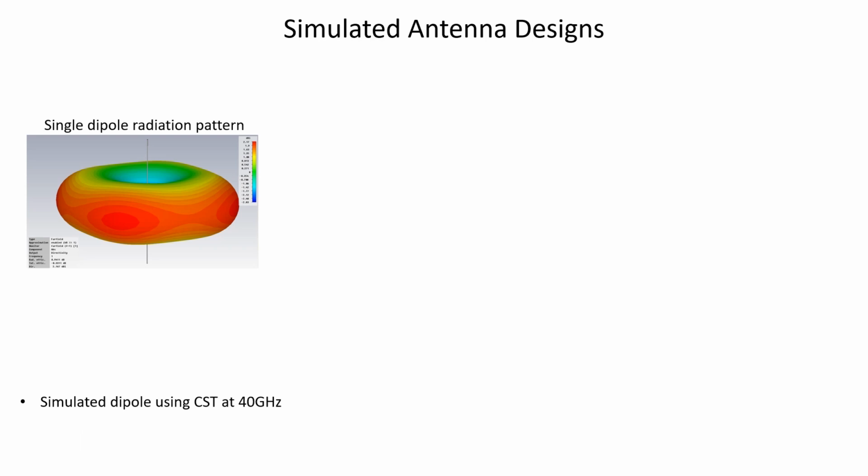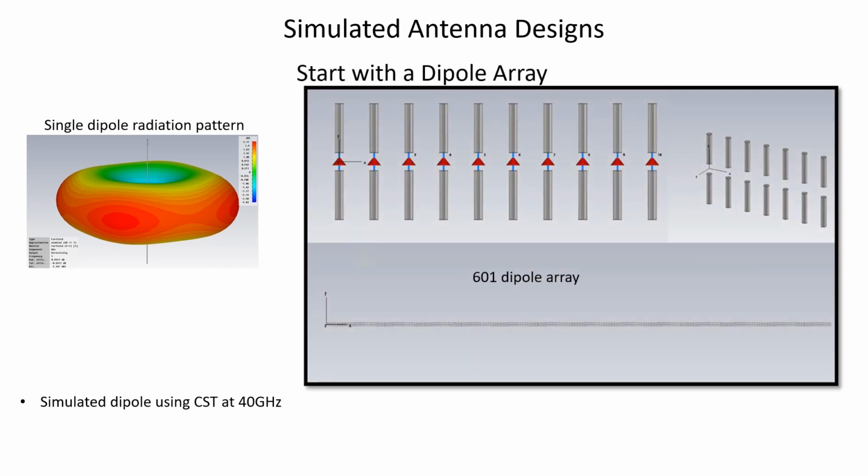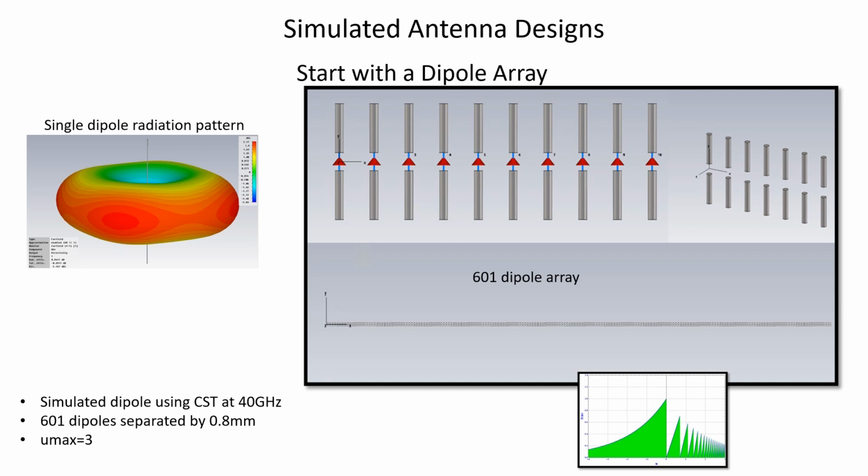Simulated antenna designs. This is a dipole at 40 GHz. We start with a dipole array. 601 dipoles are separated by 0.8 mm. U max equals 3. The feeds are given the van der Pol voltage.